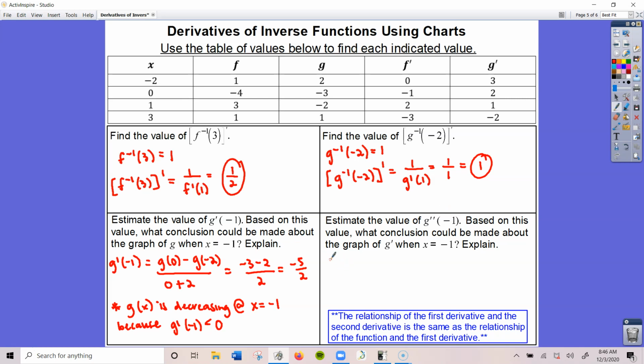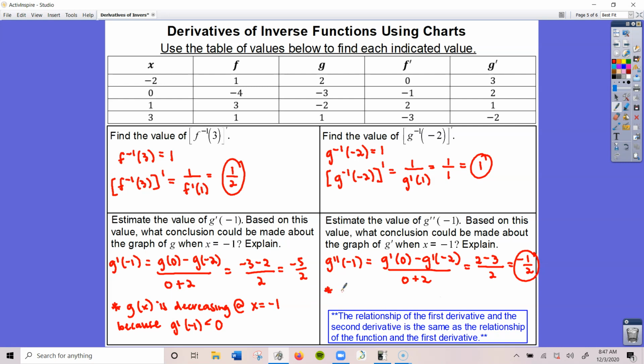So in order to estimate g double prime of negative 1, that would mean that I am using now the first derivative. So we need to, again, choose those values on either side, which is still 0 and negative 2. So I'm looking for g prime of 0 minus g prime of negative 2 over 0 minus negative 2, so plus 2. g prime of 0 is 2, and g prime of negative 2 is 3. And we end up getting negative 1 over 2.